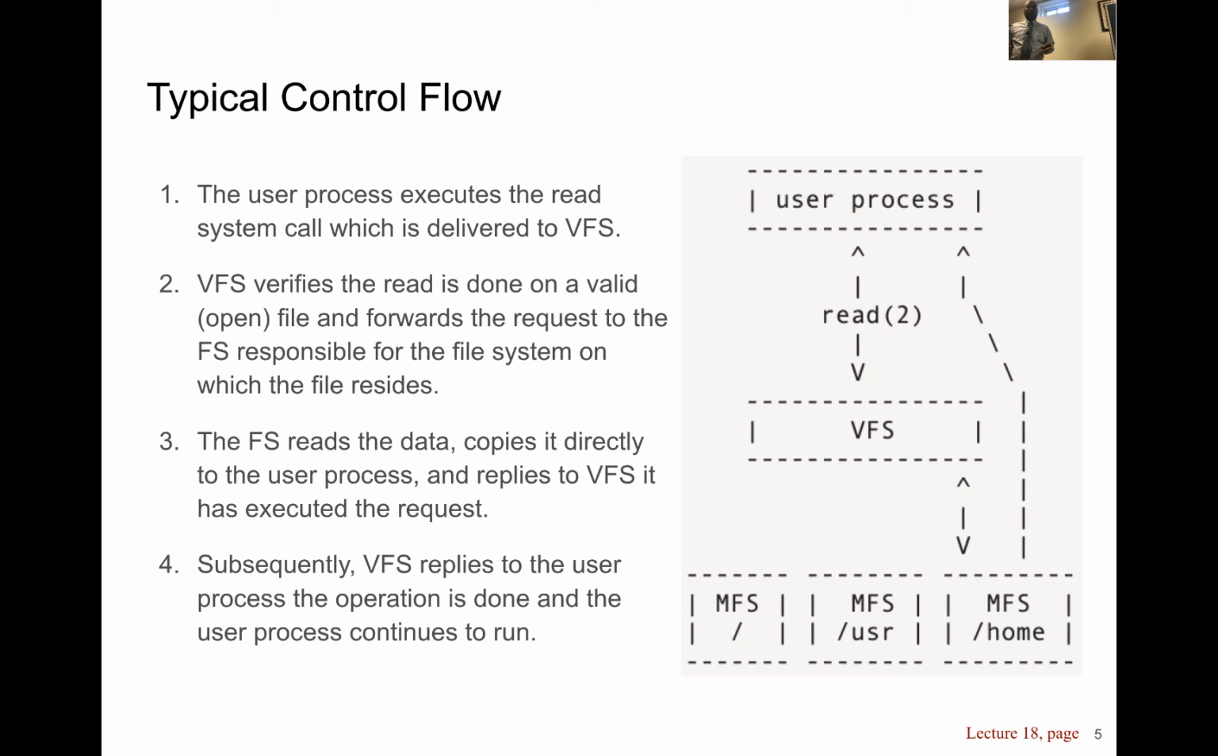So very quickly, the user process executes a read. The VFS is going to verify that the read is on a valid file and then forwards the request to the file server that is going to handle it. The file server is going to read that data. Remember that in doing so, it has to deal with the block drivers and device drivers and the hard disk and so on, which we have looked at separately. And once you read the data, you're going to copy it back to the user process and reply to the VFS process that it has executed the request. And the VFS process can then subsequently process other operations.